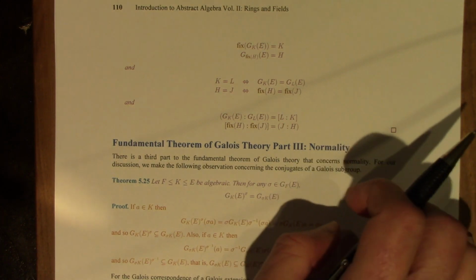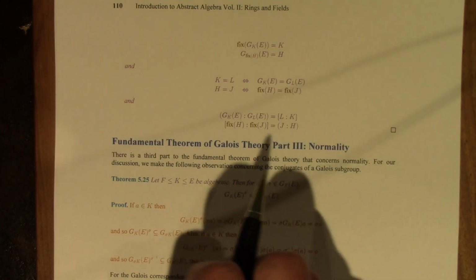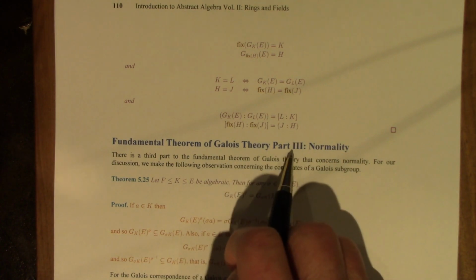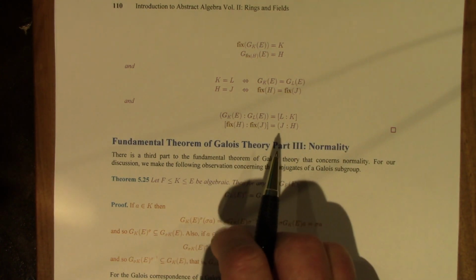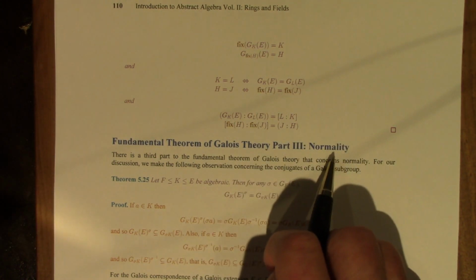Okay. Well, the next step will be part 3, the final part of the fundamental theorem of Galois theory concerning normality.